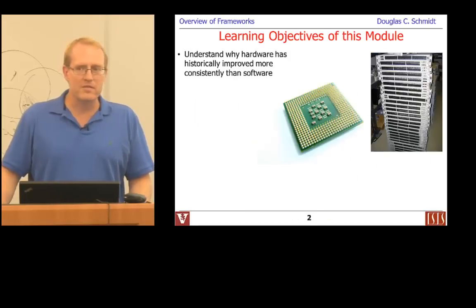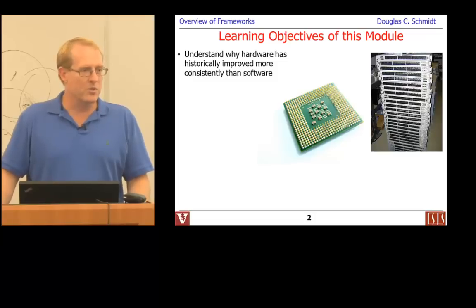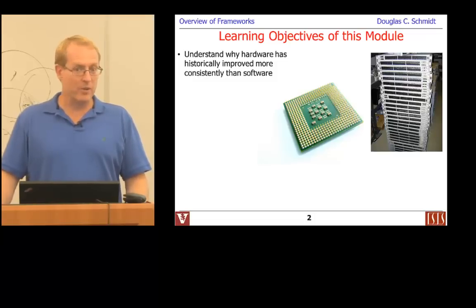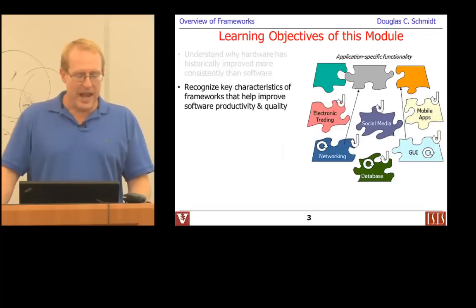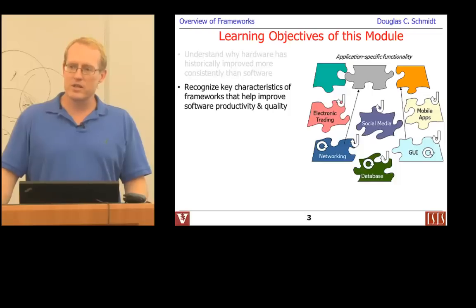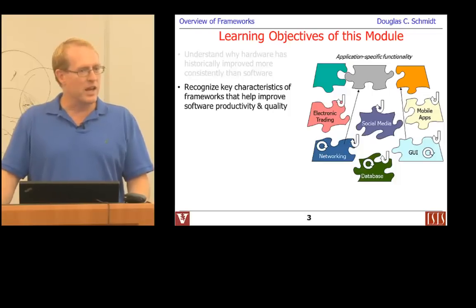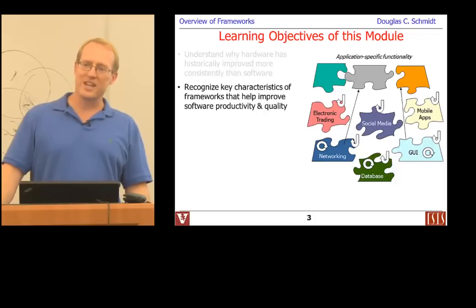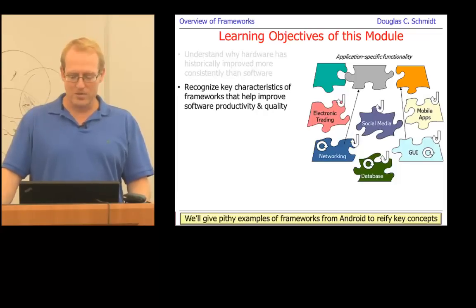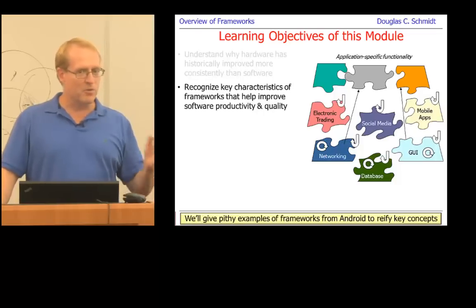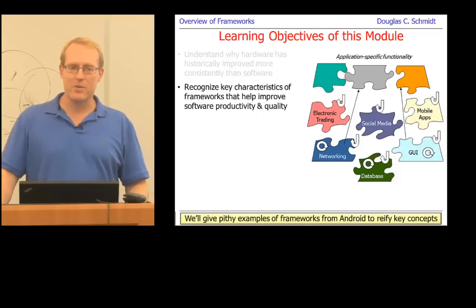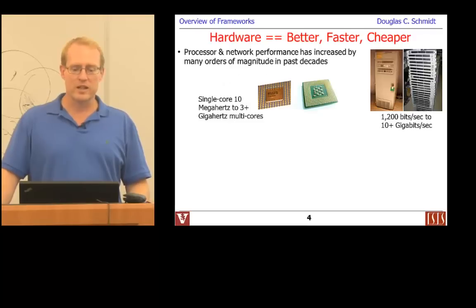So what we're going to do in this set of material is first help you to understand why hardware and networking hardware has traditionally gotten better, faster, cheaper at a more regular pace than software has done. It's important to understand that. And we'll also describe some of the key characteristics of frameworks and explain how they help to improve software productivity and quality of code. So by the time we're done with this, those are some things you should be able to understand. And the quiz next week, on next Wednesday, will help to ensure that you're following along with this kind of stuff. As I mentioned before, along the way we're going to give some pithy examples of frameworks using Android, but we'll cover this in much more detail later.